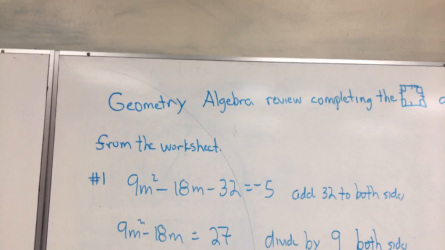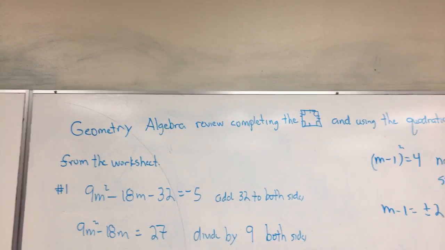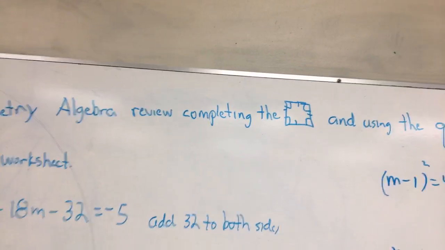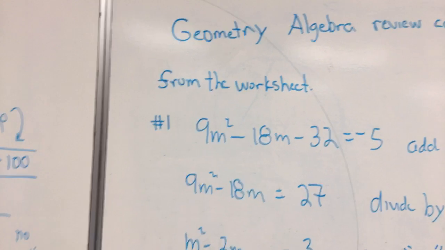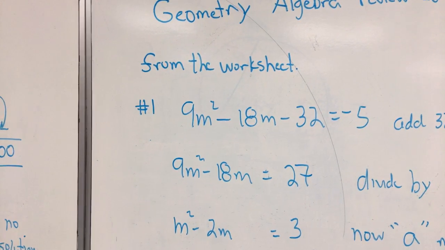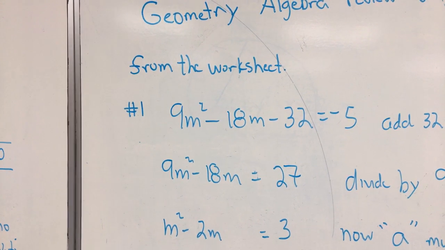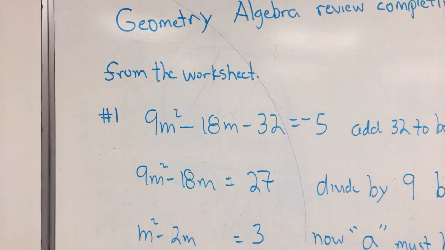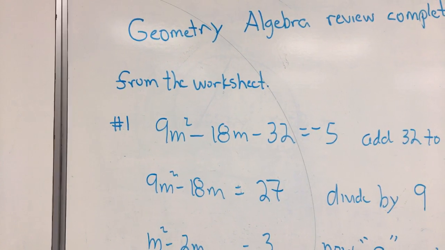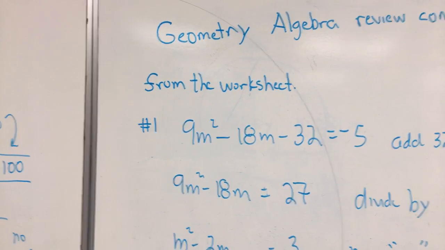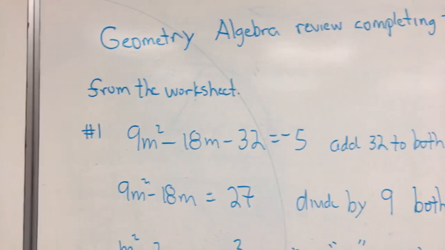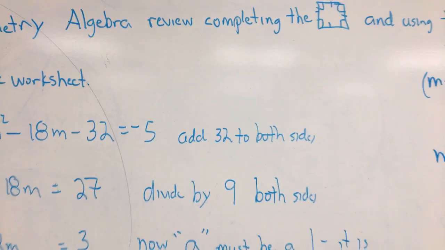All right, so here we go. Geometry algebra review: completing the square and using the quadratic formula. On your worksheet, problem number one starts out with 9m squared minus 18m minus 32 is equal to negative 5. Well, right off the bat, this is in terrible form. We need to fix it, and you'll see where I'm aiming. To get there, I'm going to add 32 to both sides. We all know how to do that.